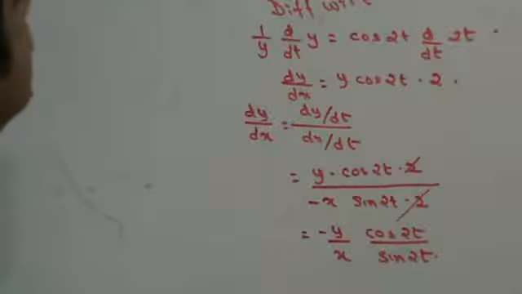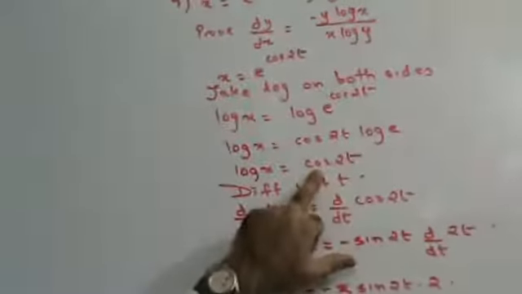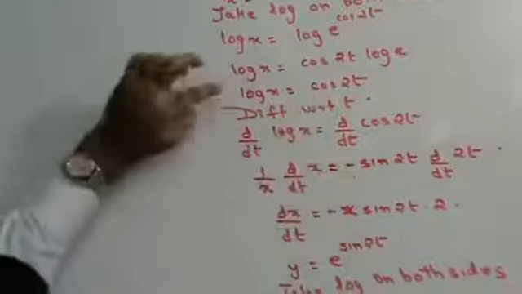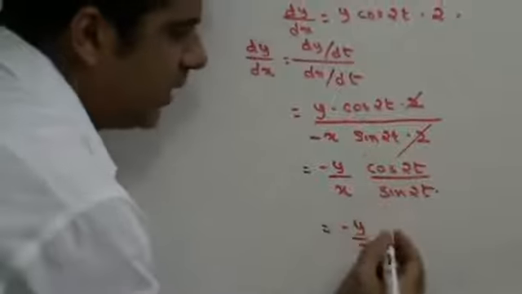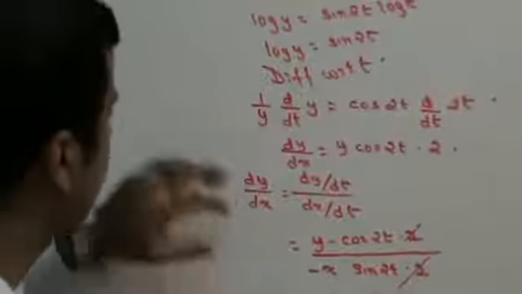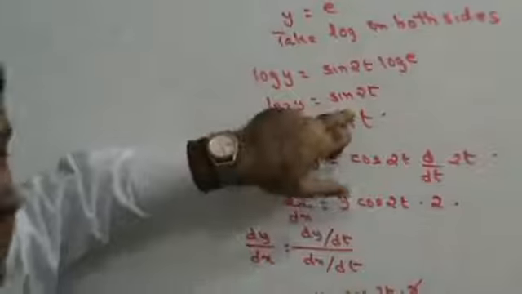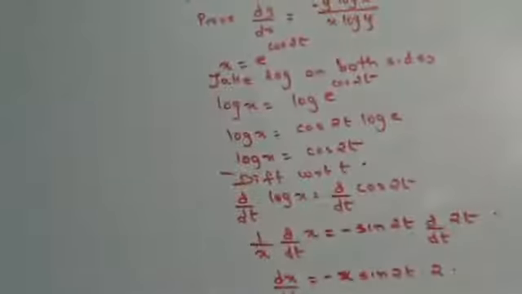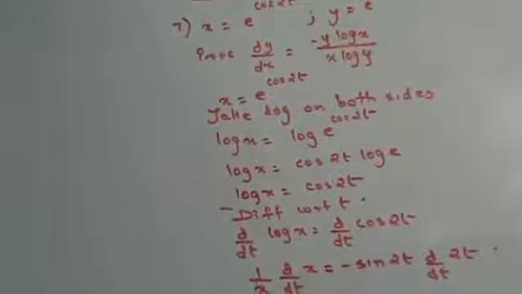Now if we look up in the sum, cos 2t is nothing but log x. I can substitute the value of cos 2t as log x. So this can be written as minus y upon x. Instead of cos 2t, I will write log x. Similarly, when we look up in the sum, we will get sine 2t is log y. So instead of sine 2t, I will write log y. And this is exactly what I have to do. Minus y upon x, log x upon log y. Right? That's the answer. Next, let's move on to the next sum, guys.